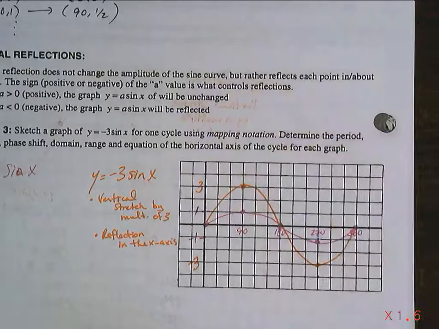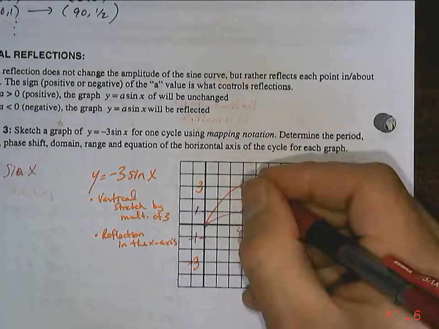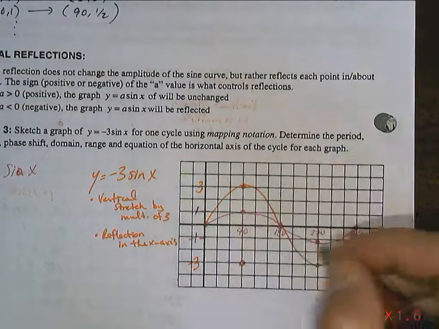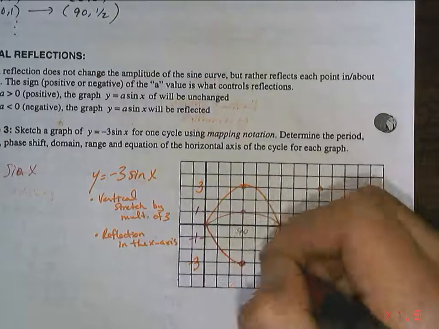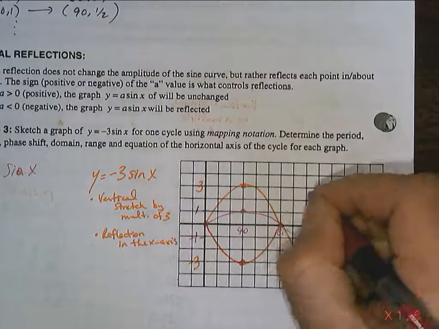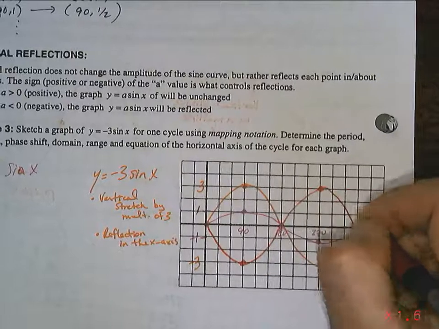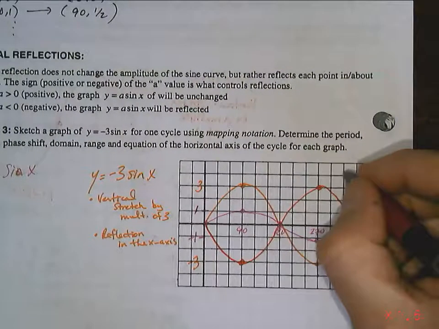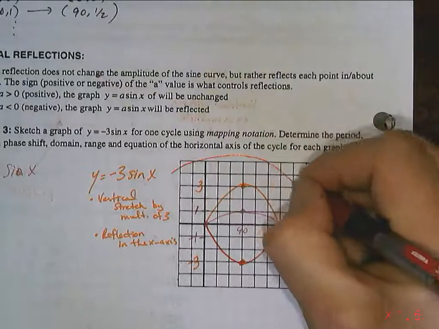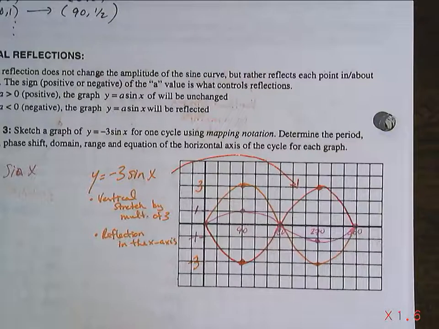And then we'll do the reflection, which means that the +3 will become -3, and the -3 will become +3, and it will actually look like this. And that is your final curve. And that is y equals -3 sine x.